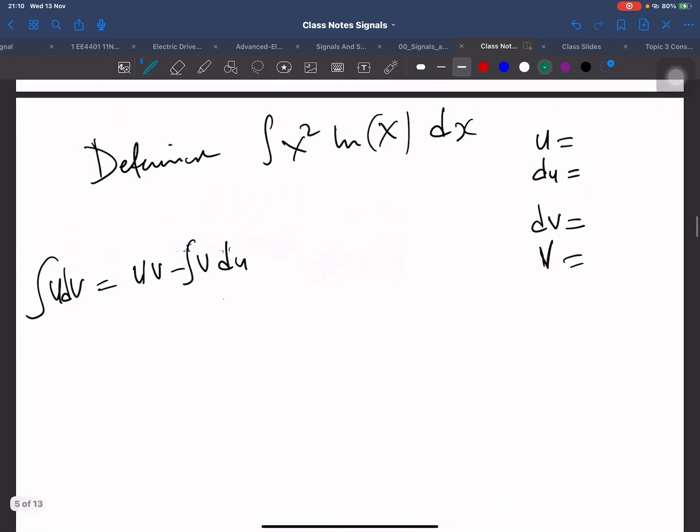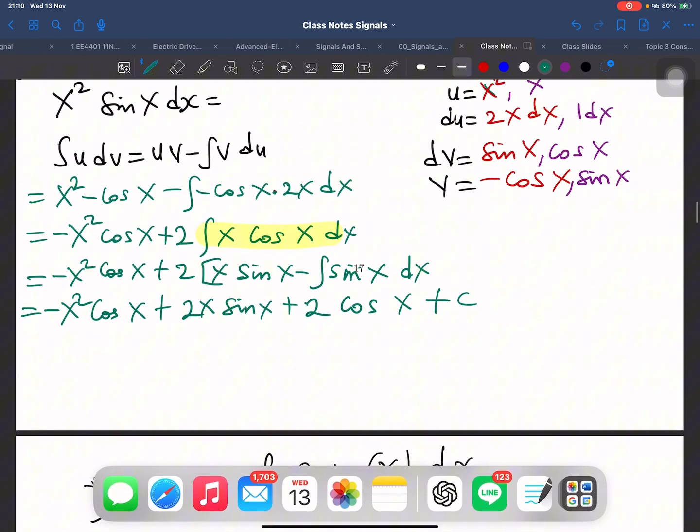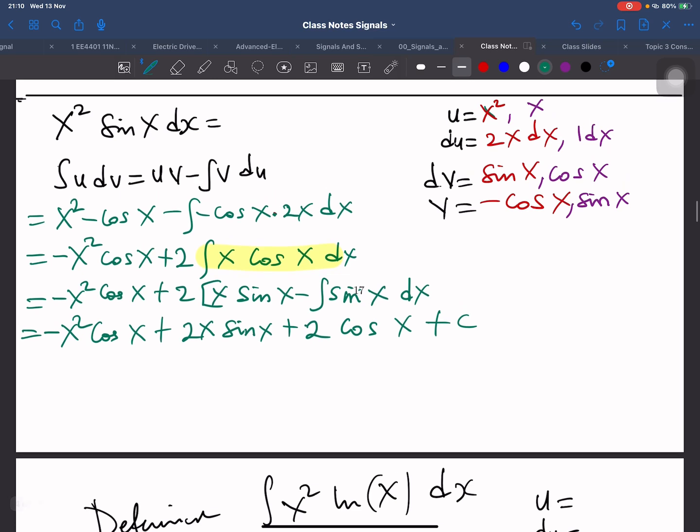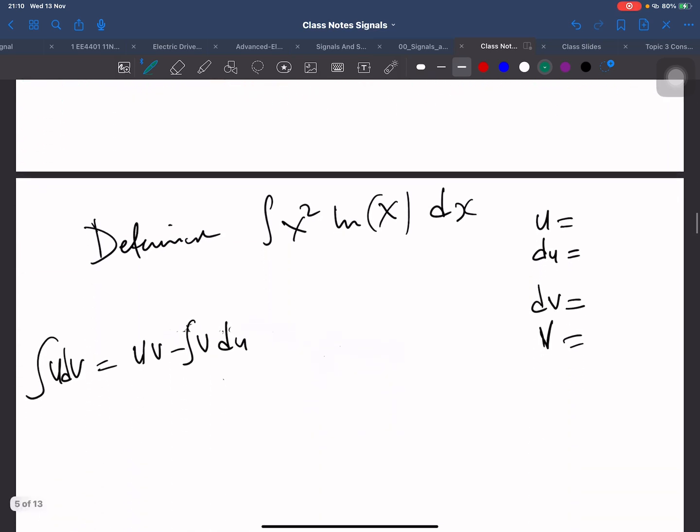The next question is asking us x squared ln x. The one we saw before is x squared sine x. This one is x squared ln x. For x squared ln x, our u will be ln x, like I said. du will become 1 over x dx. And then dv becomes the remaining part, x squared dx. And then v becomes, what is the integral of x squared? It is x cubed over 3.